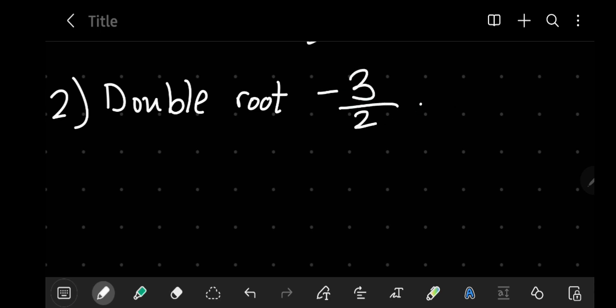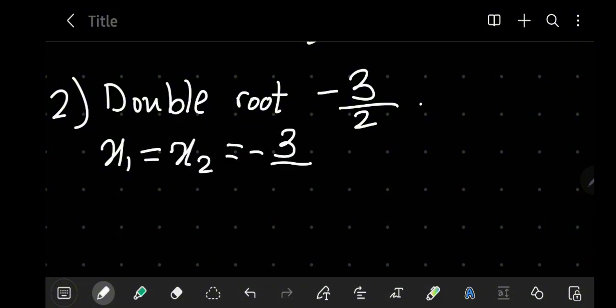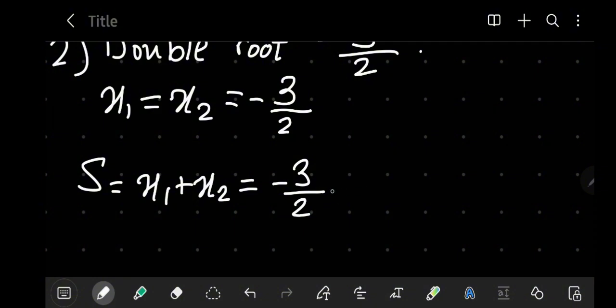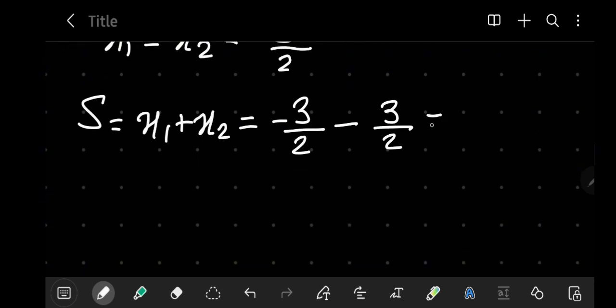Okay, now let's take another example and let's make it a double root. Let me make it minus 3 over 2. Okay, so what do we mean by double root? x1 equals x2, which is equal to minus 3 over 2. This is literally what we mean by double root. So now the s is x1 plus x2, which is minus 3 over 2 plus, but we don't put plus because plus times minus is minus, so we put minus 3 over 2. So those would give us a solid minus 3.